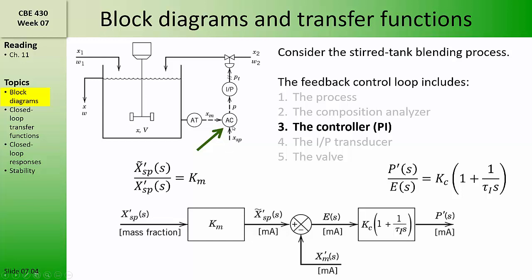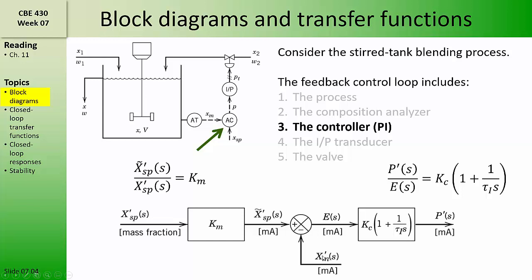We said that the controller would be a PI controller, so we know what the transfer function is relating the deviation in the controller output to the error signal. And we can represent that with this block here. Upstream of that, we need to compute the error signal from the difference between the measured value and the set point. And we do that by taking their difference.